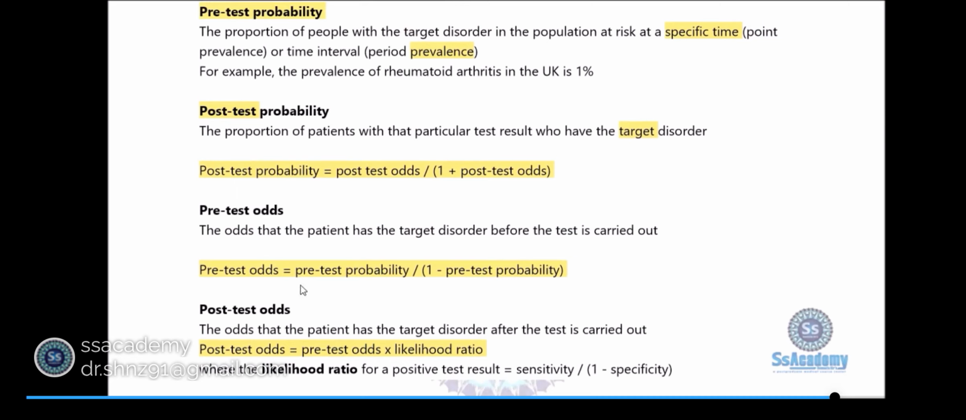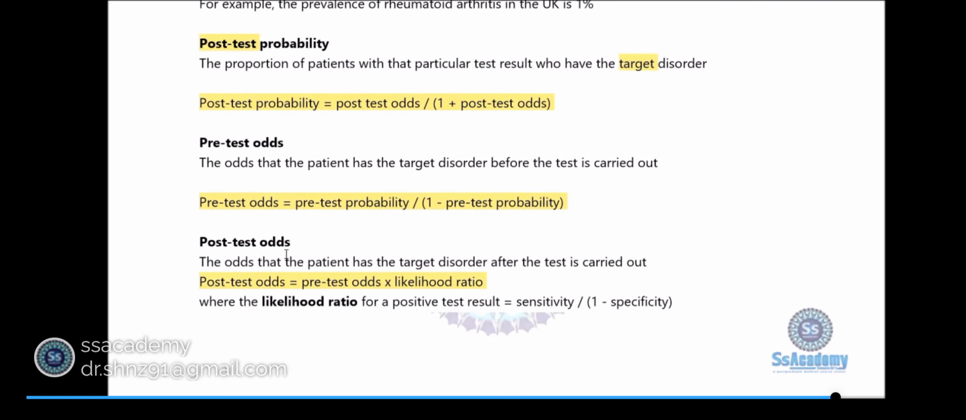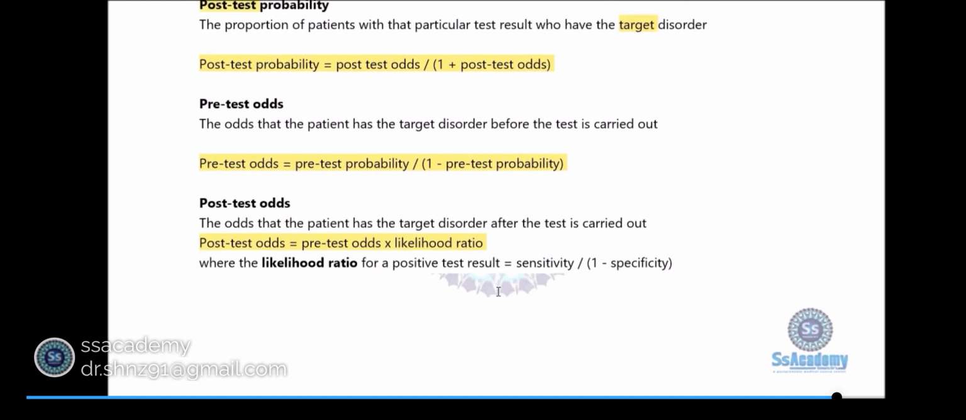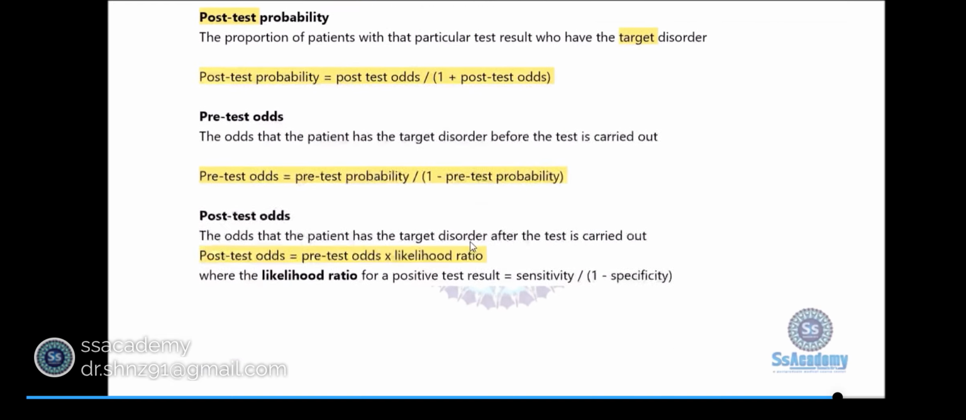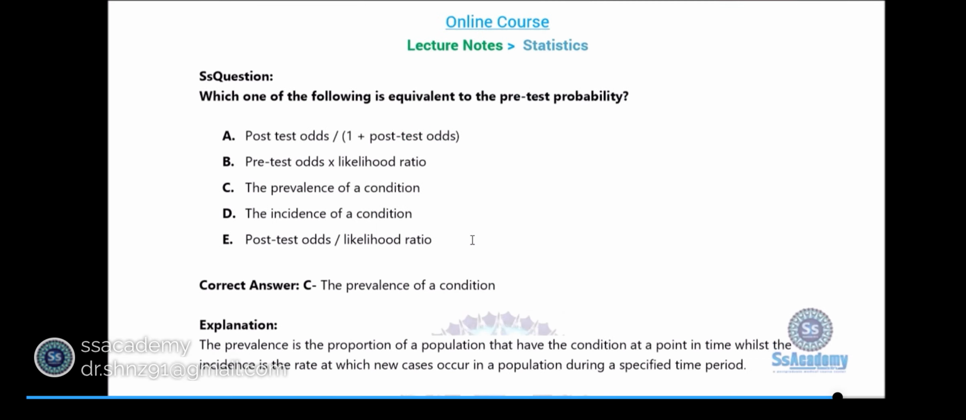So these are the five. The pre-test probability is the prevalence, and the post-test probability equals post-test odds divided by 1 plus post-test odds. Pre-test odds equal probability divided by 1 minus pre-test probability. Post-test odds equal pre-test odds multiplied by the likelihood ratio. You need to learn them by heart sometimes. Pre-test means prevalence, that's it.